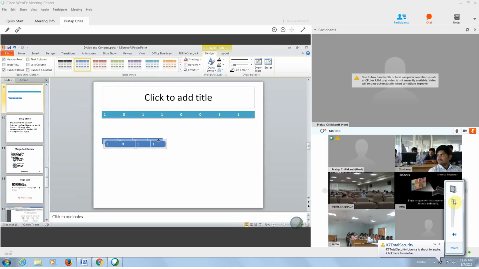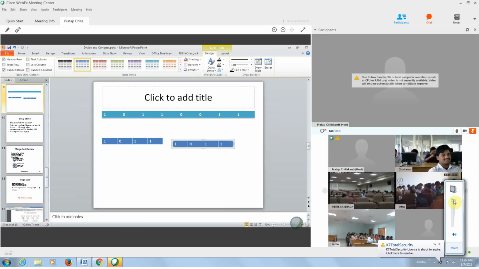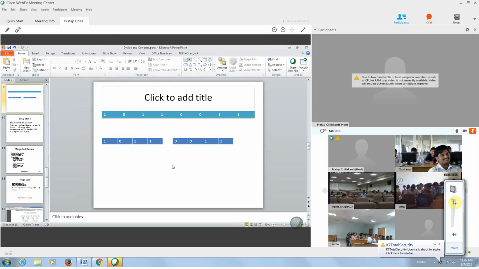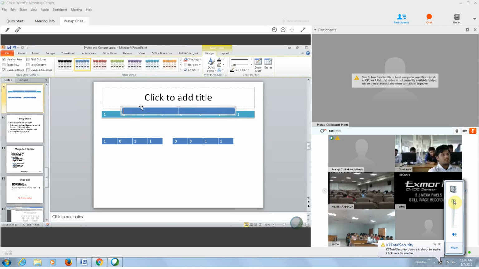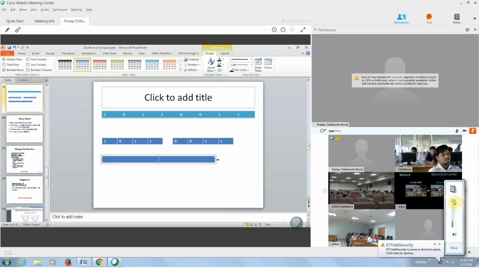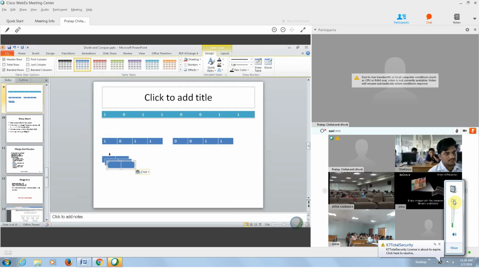I get 0, 0, 1, 1. Now you want to divide the 1, 0, 1, 1 into 2 again. So when we do that, we are going to get 2 elements here. And then I'll say Control C, Control V, Control V, Control V.